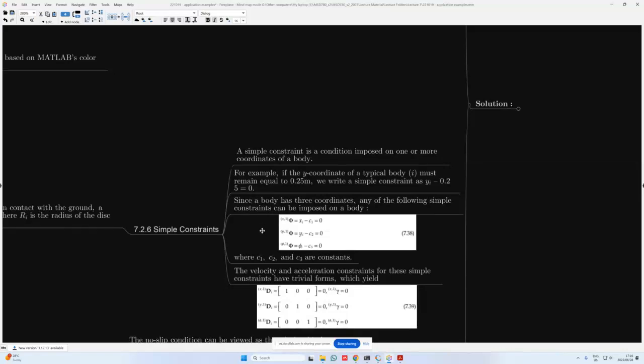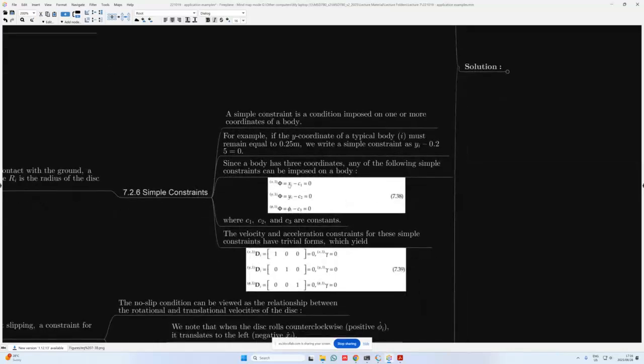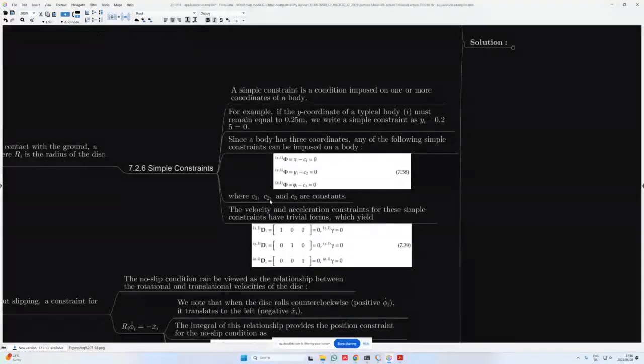Now this is then known as a simple constraint, and a simple constraint is a condition imposed on one or more coordinates of a body. For example, if the y-coordinate of a typical body I must remain equal to 0.25 meters, we write a simple constraint as yi minus 0.25 is equal to 0. And since a body has three coordinates, any of the following simple constraints can then be imposed on a body. And this is shown in 7.38 just for the x, y, and then the angular position of body I as well. So C1, C2, and C3 are simply constants.